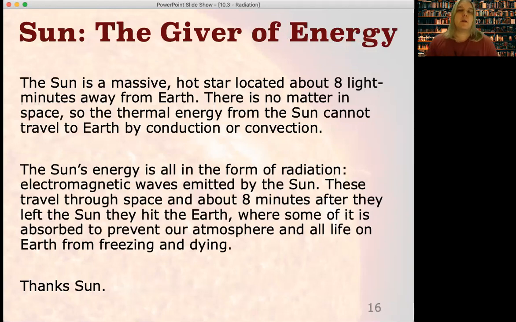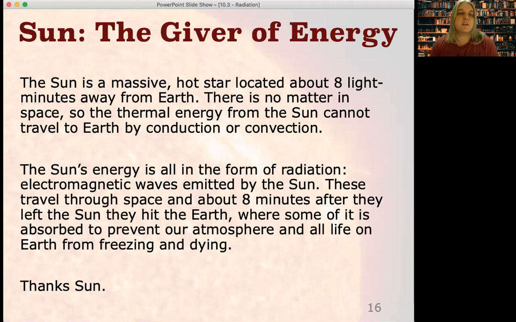Where does energy come from on Earth? Well, most of it comes from the sun. The sun is our giver of energy. It's a massive hot star located about 8 light minutes away from Earth. Not necessarily that massive or hot on a universal scale, but certainly for us, as tiny little humans, the sun is very large. It is 8 light minutes away from Earth. That means that light takes 8 minutes to travel the distance from the sun to Earth.